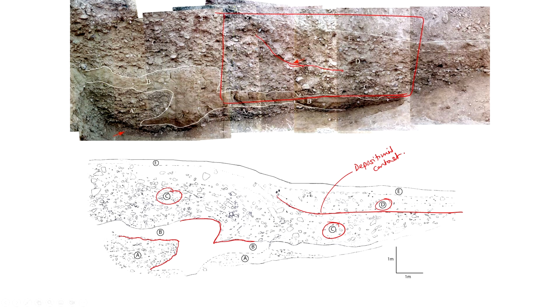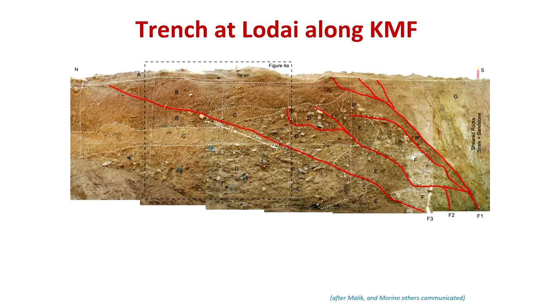Now, after identifying and fixing your boundaries, what one can do is, let's see here. This was the trench I was showing in the previous slide, where the Japanese colleague is spraying the trench wall. This is from Lodai, Kutch, which was dug across the Kutch Mainland Fault, or you can say another young fault which has developed in that region.